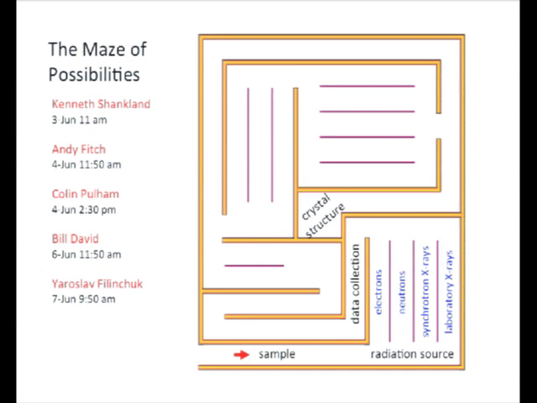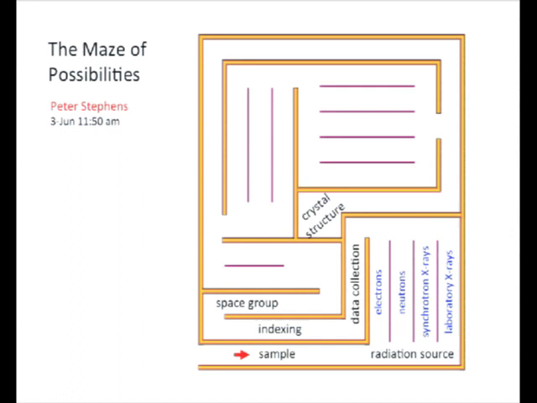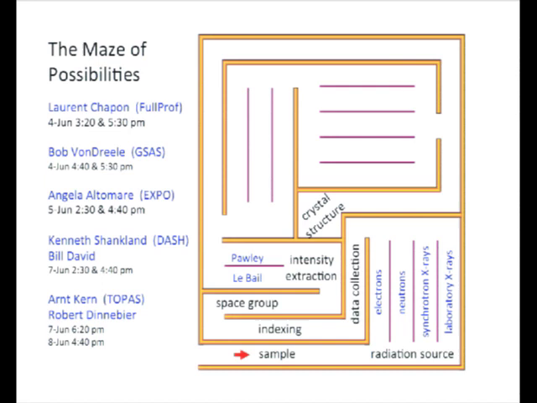We know about indexing now, so I don't have to dwell on that. Space group determination is an essential part of that. At this point, we know where the reflections are in the pattern. We have a unit cell, we know the space group, so we know what's missing, if there are any systematic absences, so we know the positions of the reflections. And as we saw many examples just now, you can then do an intensity extraction.